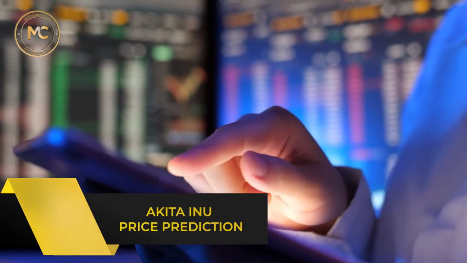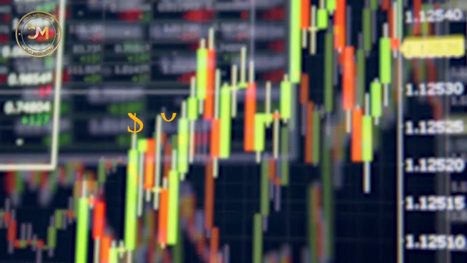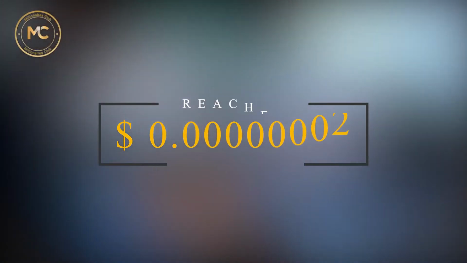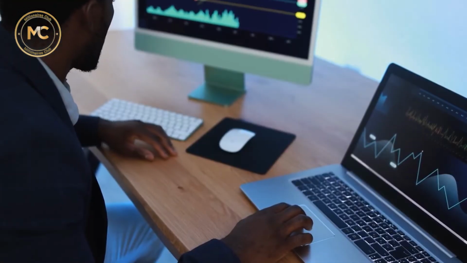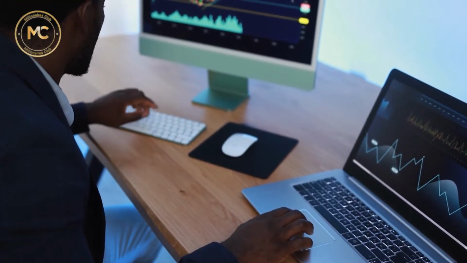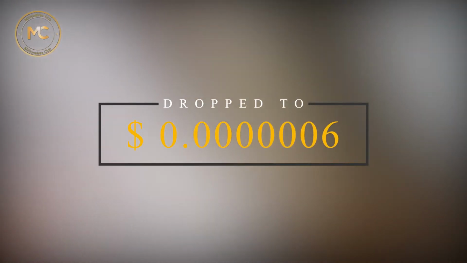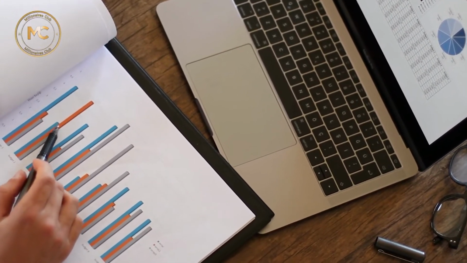Akita Inu price prediction. According to CoinMarketCap, the Akita Inu currency started trading at 0.000003 cents on February 2nd, 2021. In one day, the price reached 0.000002 cents, increasing it by 566% in just 4 hours. The price then dropped to 0.000006 cents, as many users sold their Akita tokens after the initial increase.